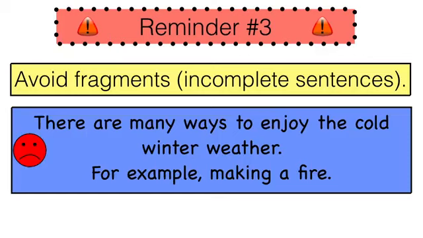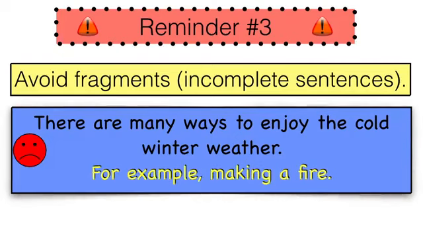Take a look at this example. The first sentence, there are many ways to enjoy the cold winter weather, is a good complete sentence because it has a subject and a verb. However, for example, making a fire is not a complete sentence and therefore cannot stand alone. We call this a fragment, which is not proper for writing.